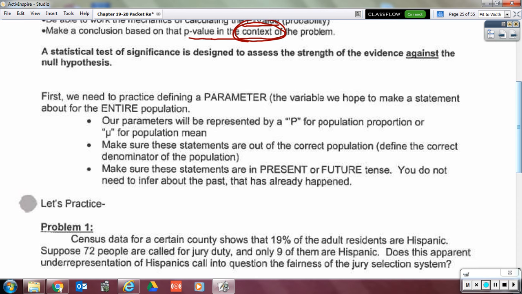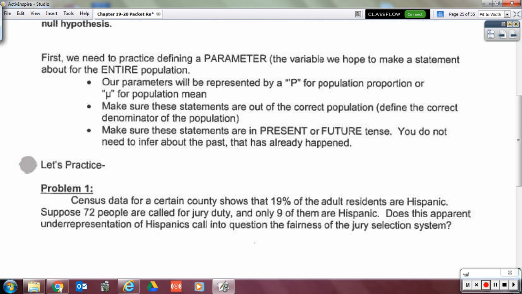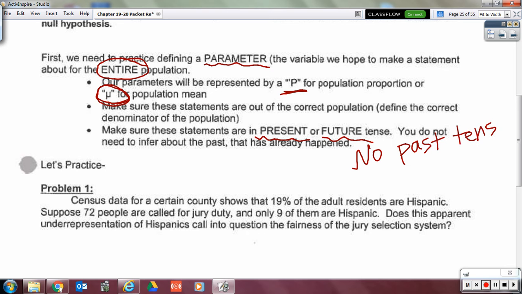All right. So here we go. The first thing we need to do is determine what a parameter is, and you have already practiced this, so this topic's not entirely new. It is about the entire population. So for example, we will say P equals the proportion of yada yada yada about the whole population, or you will say mu equals the average speed of all cars in that neighborhood, or whatever it is that problem is about. We have to make sure that it is in present tense or future tense, no past tense. You do not need to make an inference about what has happened in the past.